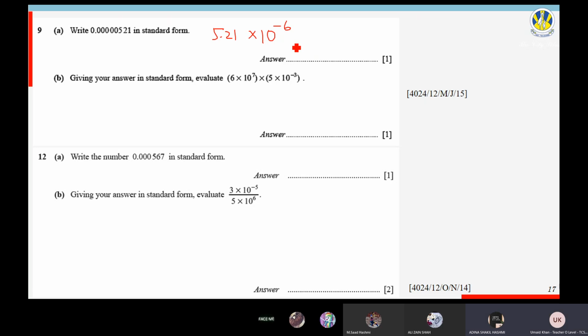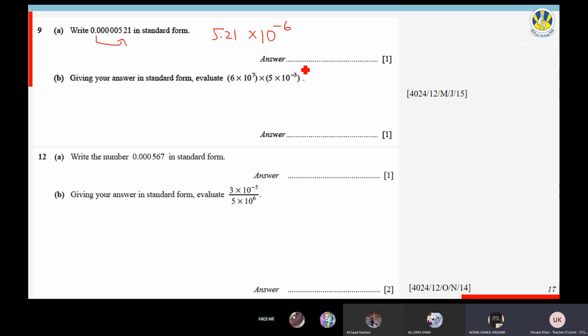Yes. Have you understood, Adina? Yes, sir. The mistake was I was counting the 0 before the decimal. Don't count the zeros before the decimal. The zeros after the decimal will be counted. Okay. Yes, sir. Just got a little confused. Okay. Just remember this rule: when you are moving the decimal to the right, the power of 10 is subtracted. A negative power should be there.